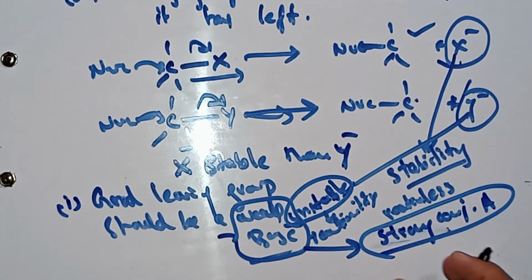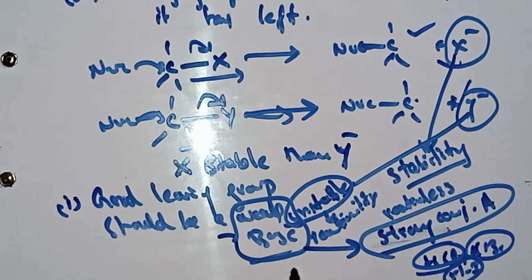Strong acids generate weak conjugate bases. For example, HCl, HBr, HI, these all are strong acids. So their conjugate base will be a weak base. Chlorine, bromine, iodine, these all will be weak conjugate bases.